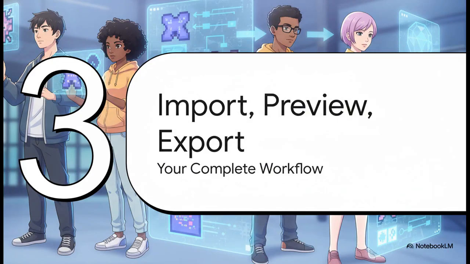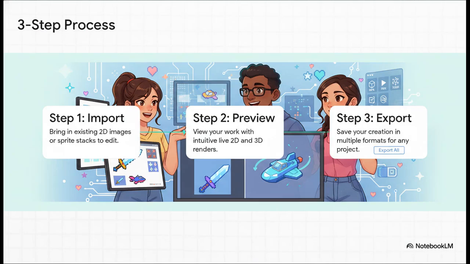Okay, so we've seen the tools, we've seen the canvas, but how does it all actually work together? Let's look at the process from start to finish, because this is where the sheer simplicity of SpritePile 2.0 really shines. Honestly, you can boil the whole process down to just 3 steps. You can start with a blank canvas or import 2D art you've already made. As you're working, you get a live preview in both 2D and 3D, which is amazing. And then when you're happy with it, you just export it. That's it. It's so streamlined.